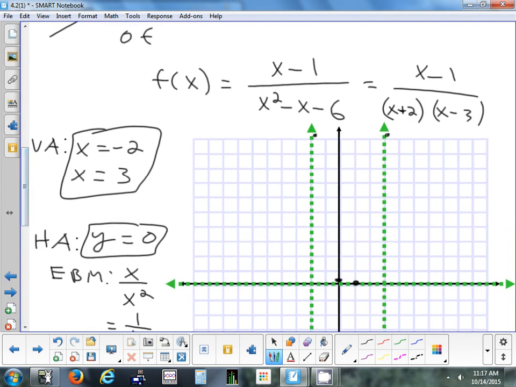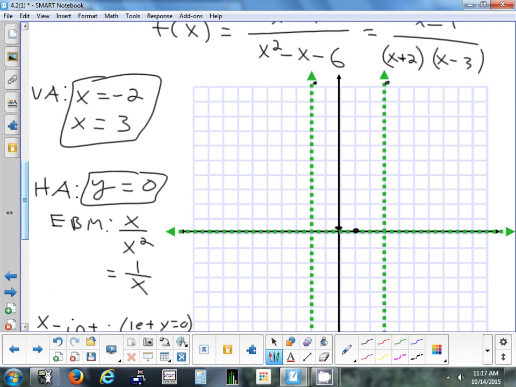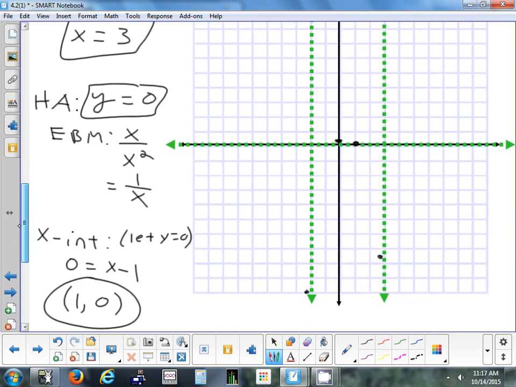So that's enough information to make the graph. We know we have a horizontal asymptote at 0. Our graph is going to start here, and it's going to get closer and closer to this horizontal asymptote. But remember, it's not going to cross it as it goes way out. So it's going to look something like that. It has to stay between those dotted lines, and it gets closer and closer to each one.